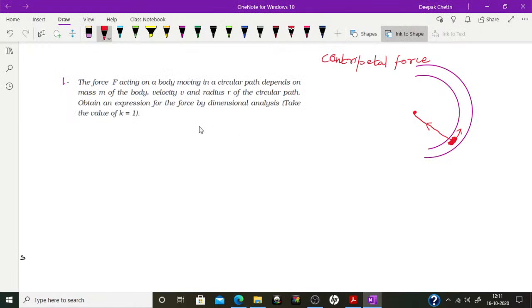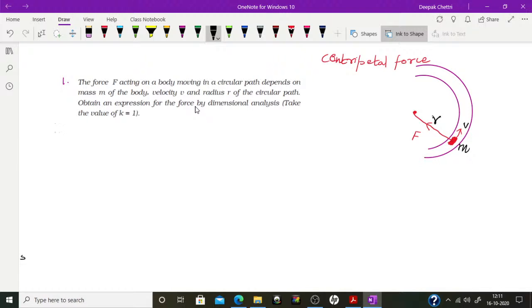In the question, if you see, the force F acting on a body moving in a circular path depends on the mass of the body, velocity v, and the radius of the circular path. Obtain a formula for the force, right? So they are saying that this force that is acting on the body, let us call it F, depends on three things. One is the mass of this body that is moving, it can be a car or anything, next is the velocity v, and third one is the radius. These are the three things on which this force F depends. So we will have to find a formula for this.